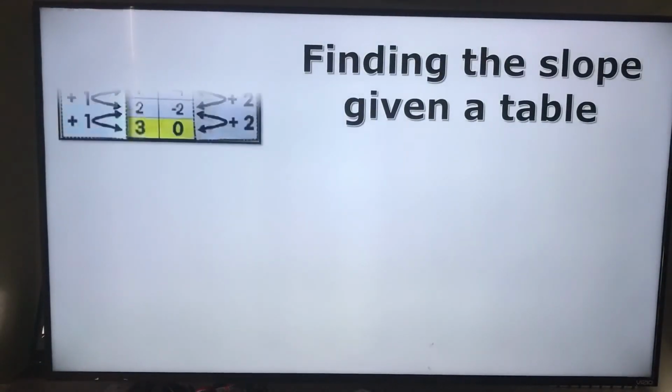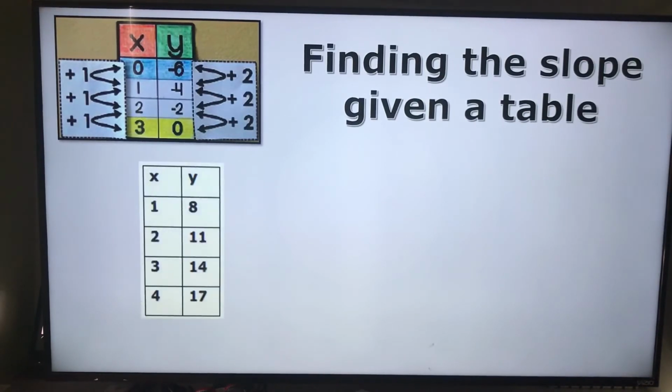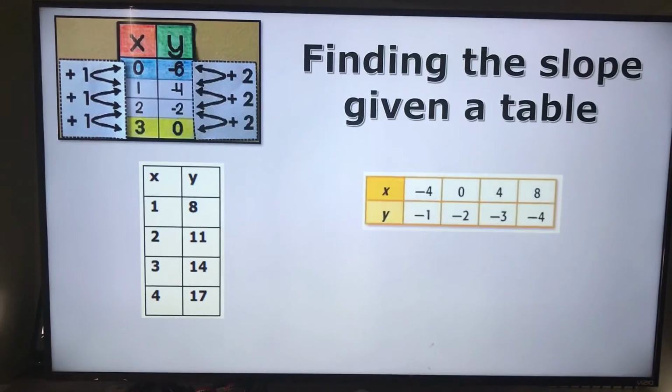Our final way is finding the slope given a table. I actually really like this way, and I think it's very straightforward. When we're dealing with the slope of a line, your rate of change is going to be constant. So what I like to do is start with my y's.